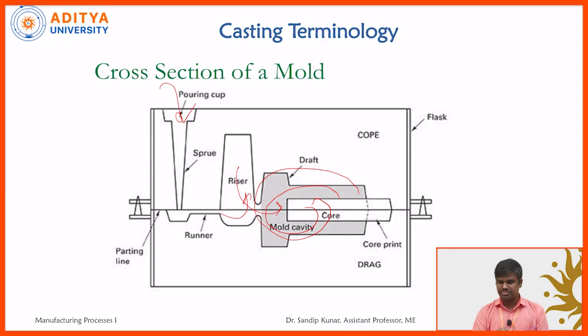After final solidification, we take the product from the gating system, then remove the core print, chaplets and everything else. After taking the product, we finally take it to the machining process for the final surface finish as per the required dimensions. Then the final product will be used for its particular purpose.